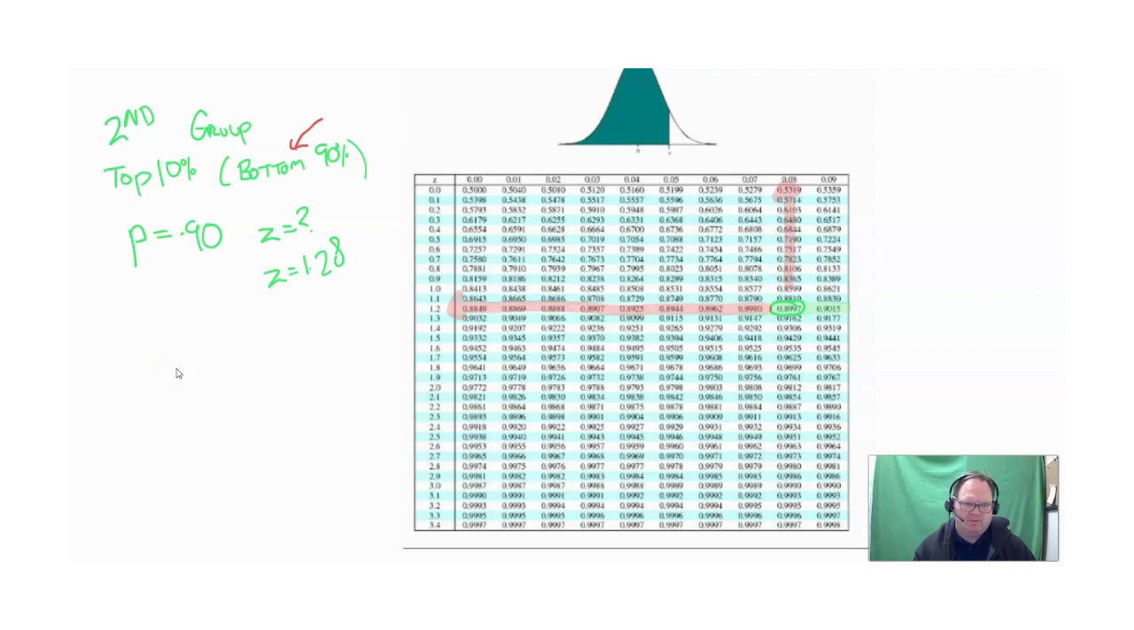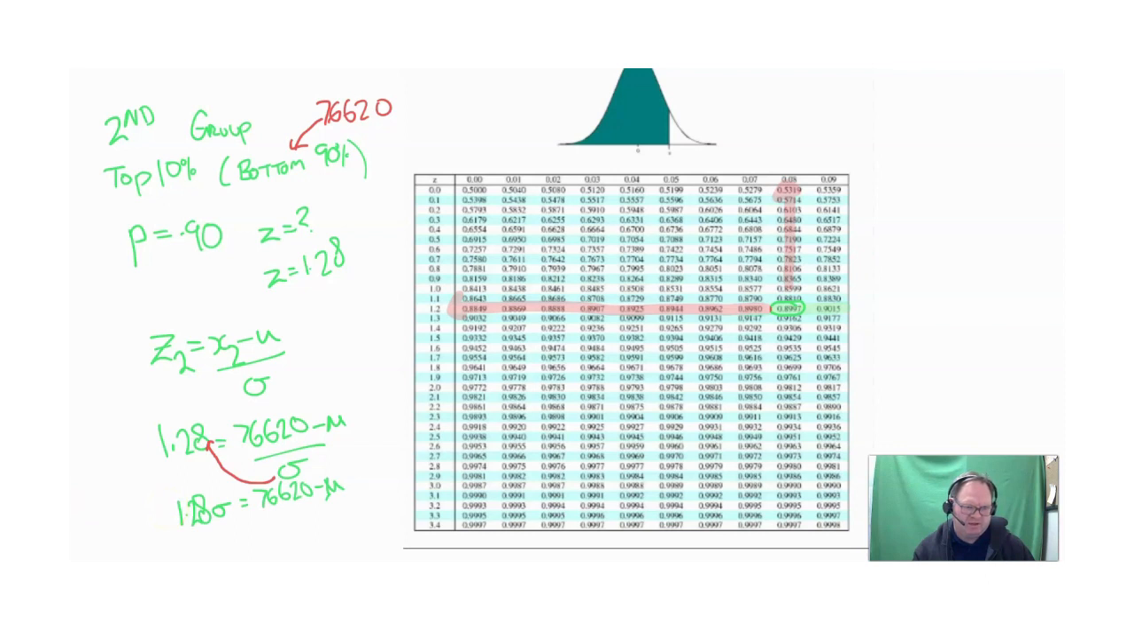Remember, the boundary for the top 10% was 76,620. So our z-score is equal to the boundary minus the average over the standard deviation. Remember, we're talking about the second group, so the second boundary. Now we just plug in our values and rearrange. Remember, I don't want the sigma on the bottom, I want it on the top. And if it's a division on one side, it becomes a multiplication on the other side. And now we have our second equation.